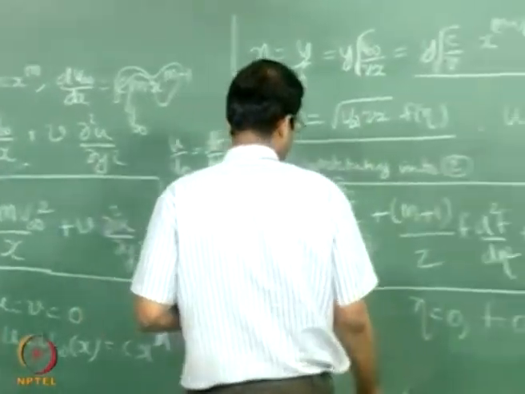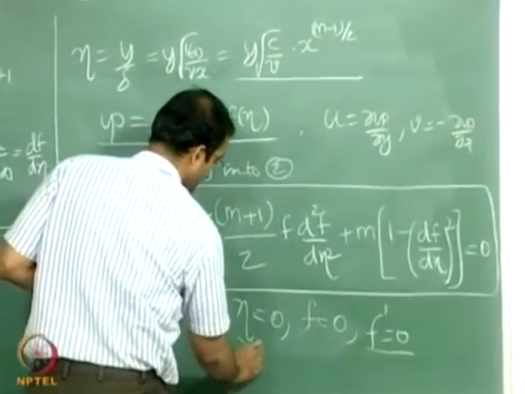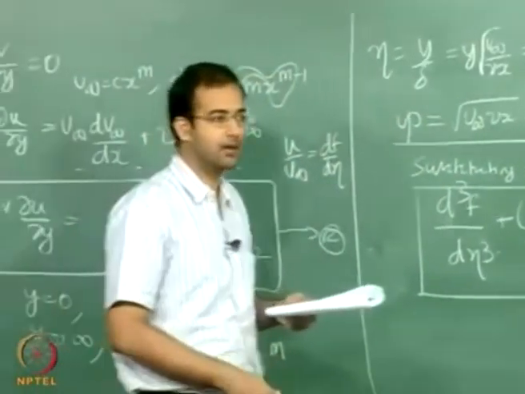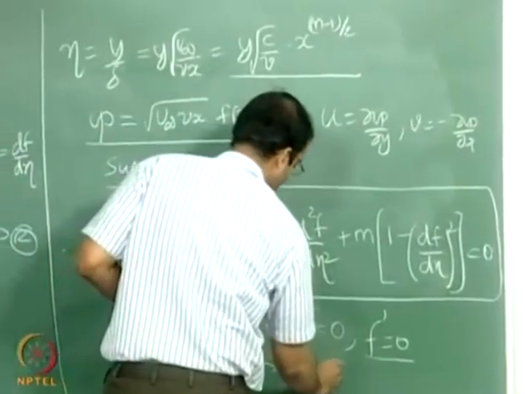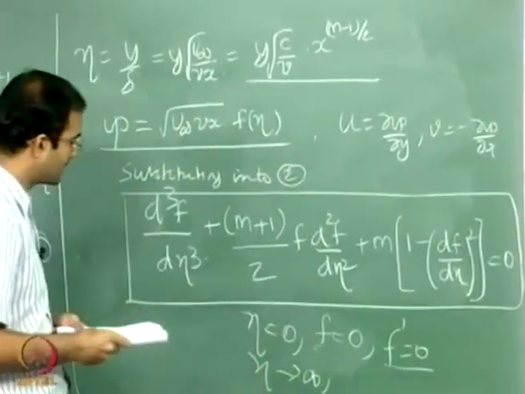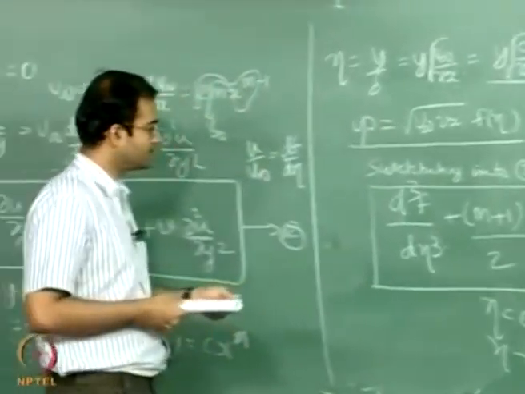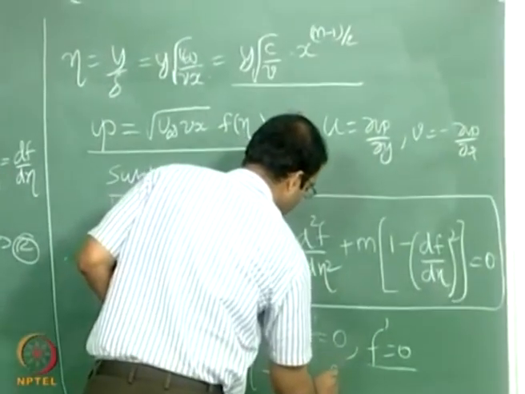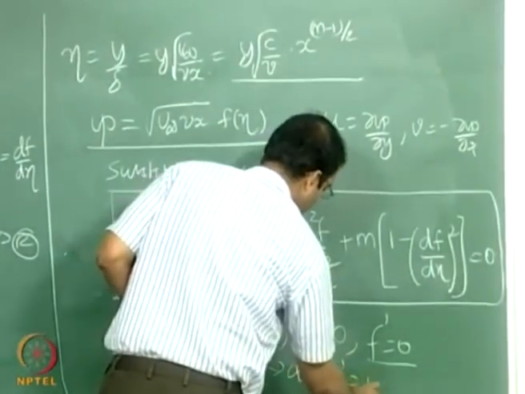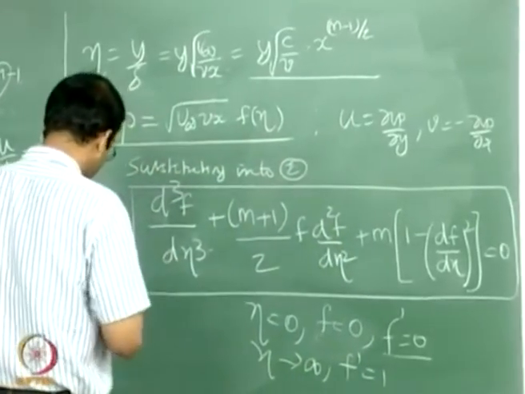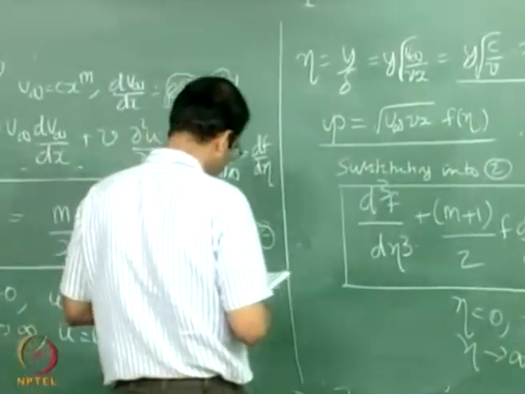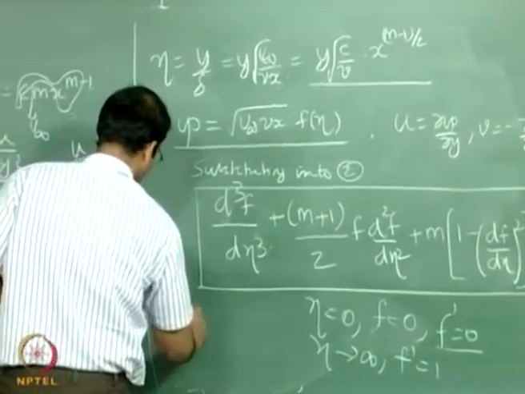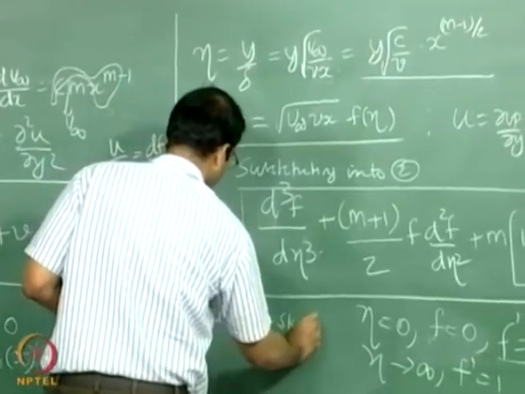And what is the remaining boundary condition? Eta going to infinity, the same thing that we have done for the flat plate. So what is the condition at eta going to infinity? u by u infinity should be 1, or df by d eta, or f prime, should be equal to 1. So this is called the Falkner-Skan similarity solution.